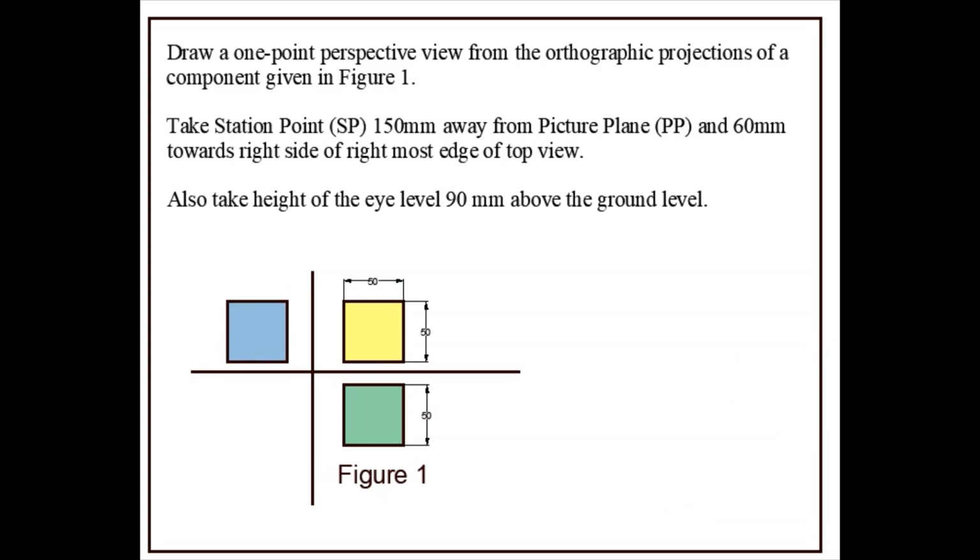From the three given views of the object, we can easily make out that the given object is nothing but a simple cube with an edge length of 50 mm.